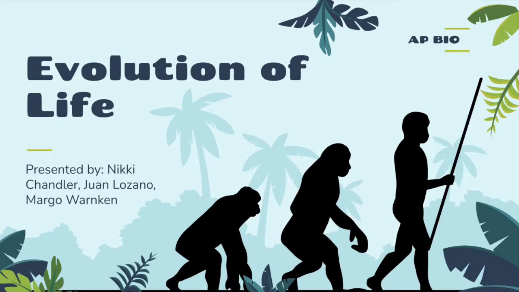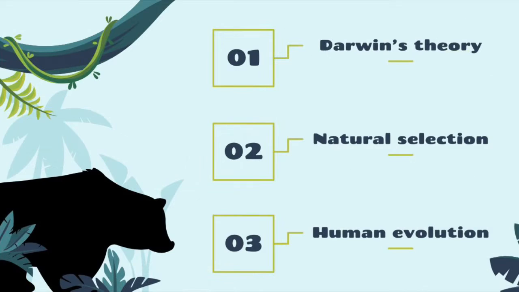Hi, this is Margot Warnkin, and today I'll be presenting our project on the evolution of life along with Nikki Chandler and Juan Lozano. We divided into 3 different sections, with section 1 being Darwin's theory, section 2 being natural selection, and section 3 being about human evolution.